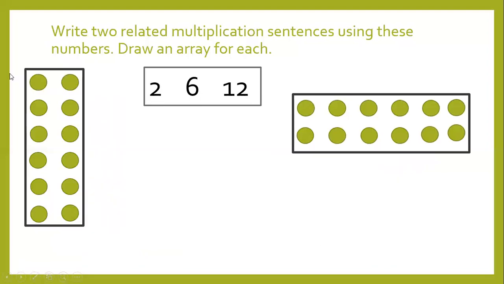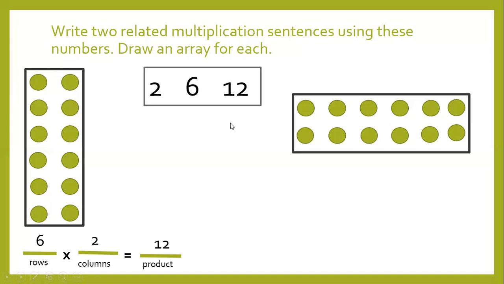And for our last problem, we're looking at the factors of 2 and 6 and the product of 12. So let's begin. In our first array, I've drawn out 6 rows, 1, 2, 3, 4, 5, 6, and 2 columns, 1, 2. So 6 rows times 2 columns will give us 12.